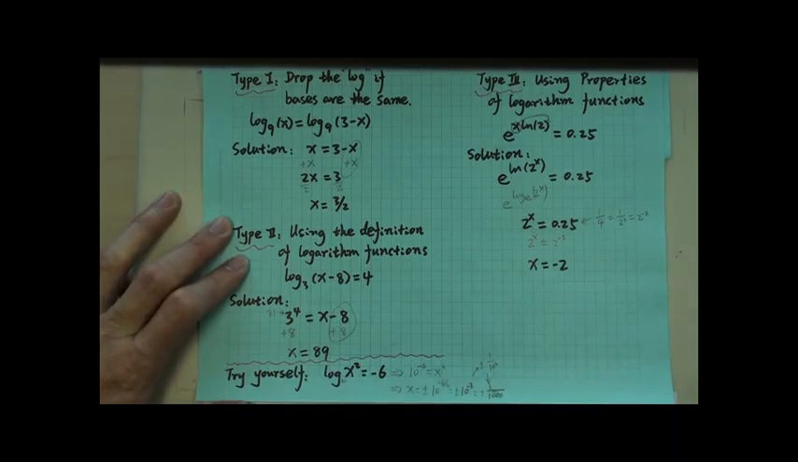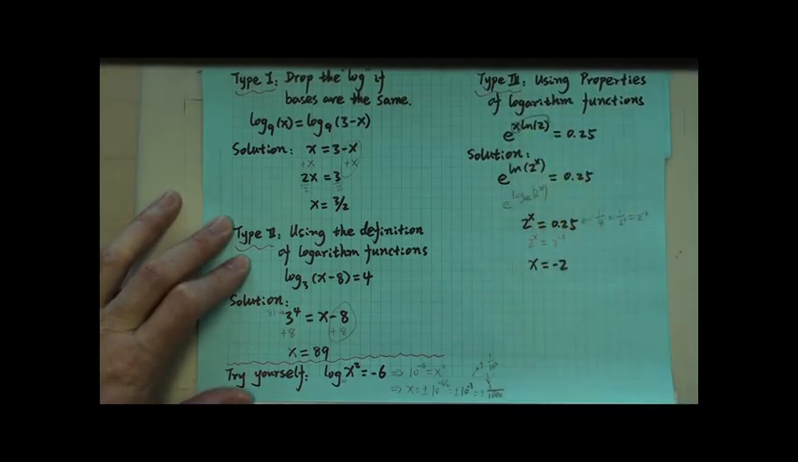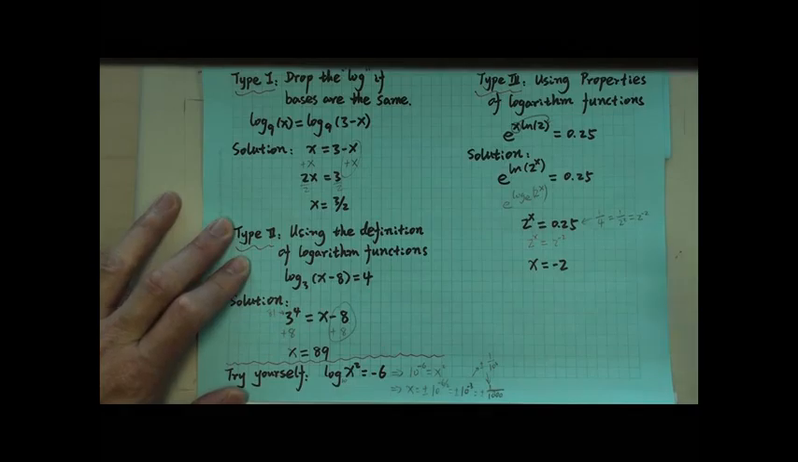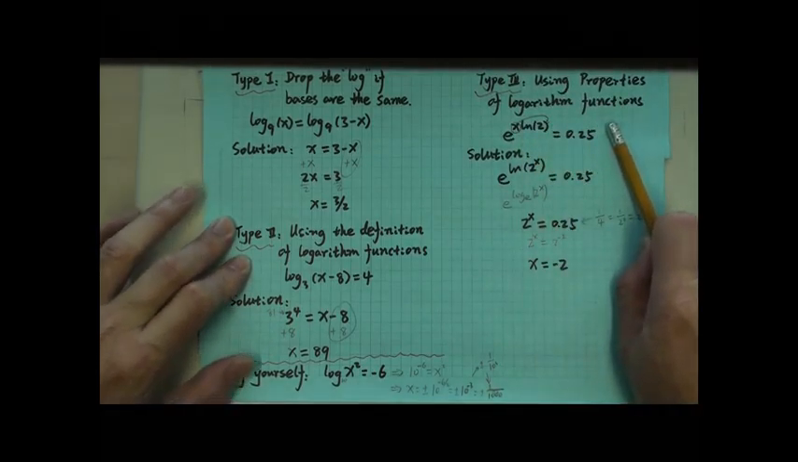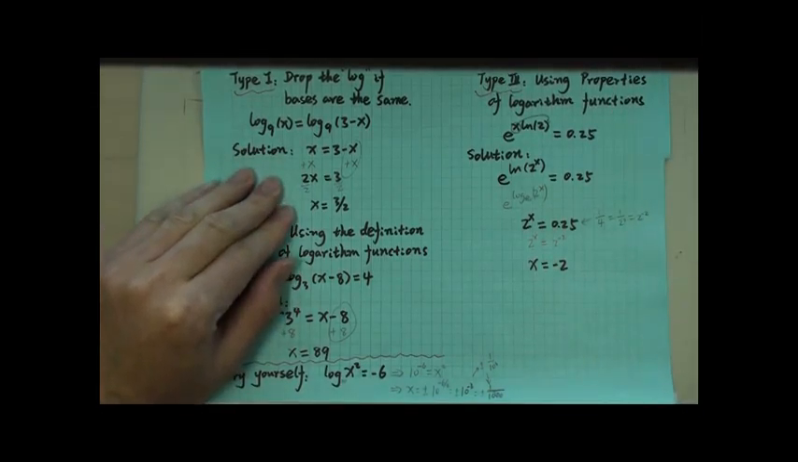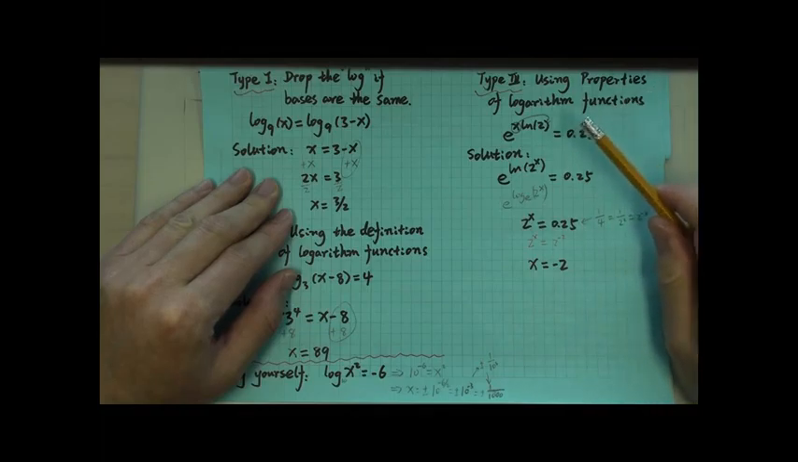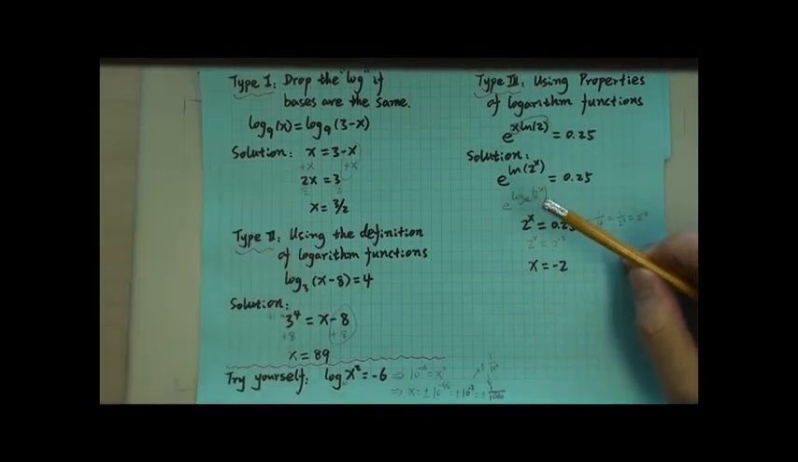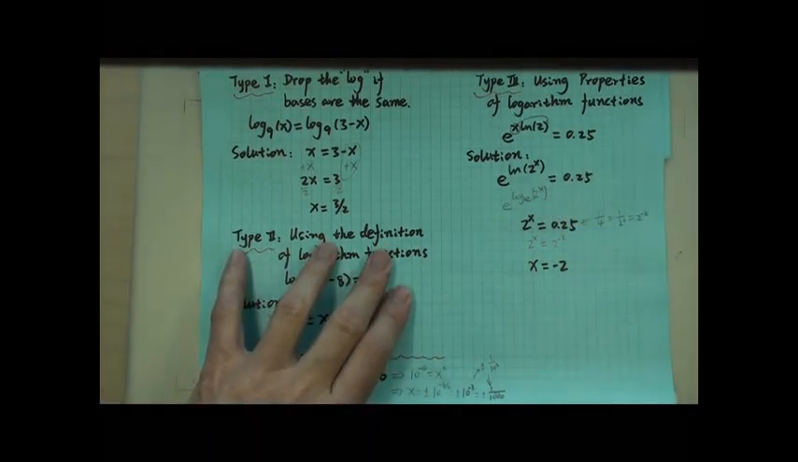Let's look at type 3. Type 3 is using properties of logarithm functions. You know there are many properties. So when you do the exercises, you want to get familiar with the properties. If you use them, you'll remember them. If you don't use them, you probably cannot remember them.